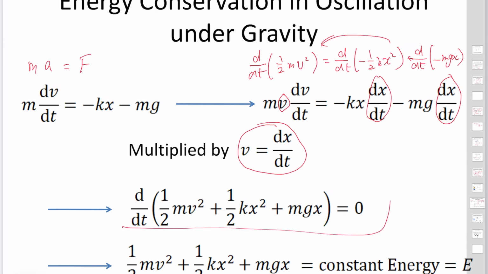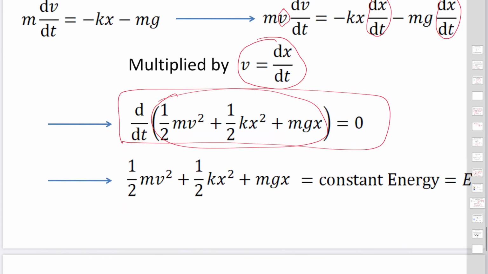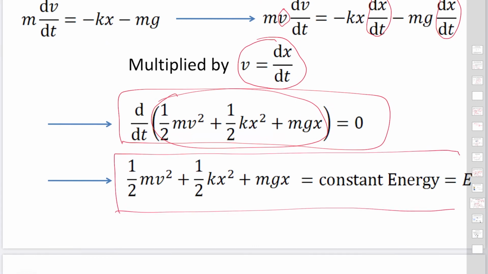We have this equation, so the quantity inside the parentheses has to be constant. This means the total mechanical energy is conserved. In this situation, the first term corresponds to the kinetic energy, and the second and third are the potential energies: the elastic potential energy of the spring, and gravity.